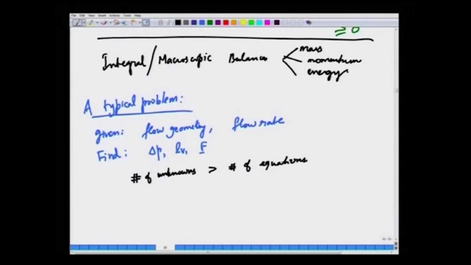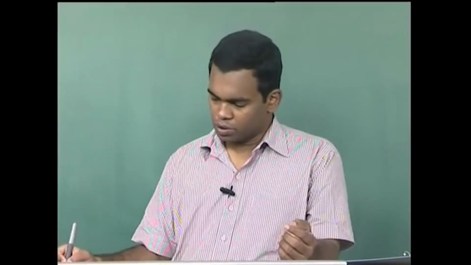Essentially, the mass balance will trivially relate inlet and outlet velocities. So, we will be left with 3 unknowns, delta P, loss and force, but we have only the 2 balances, momentum and energy. So, you have only 2 balances while we have 3 unknowns. So, that leads to a problem.